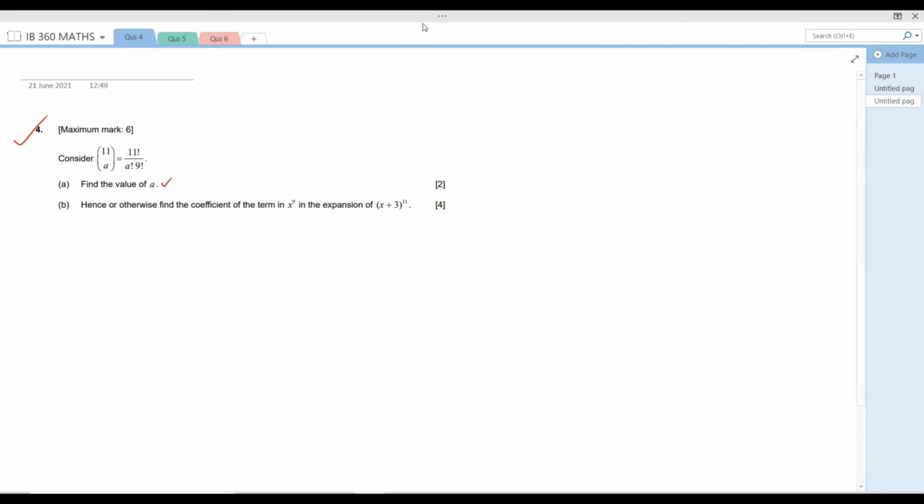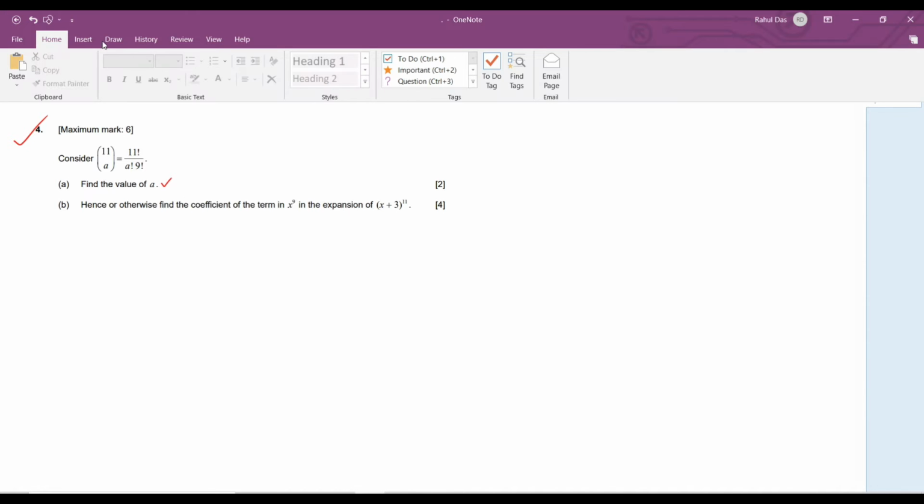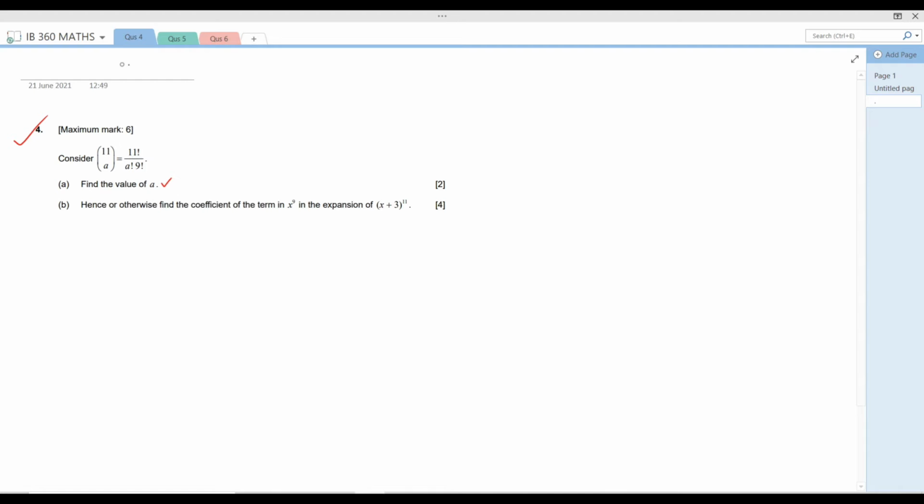This is a very easy question, but for this you need to remember the formula. The formula is nCr equals n factorial divided by r factorial into n minus r factorial. So this is the formula. Now we just need to put the formula here.